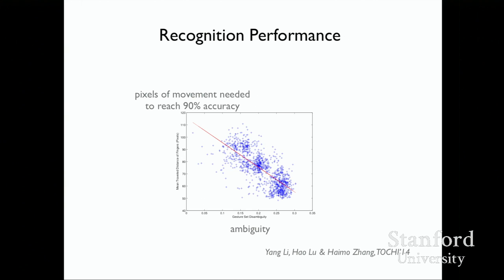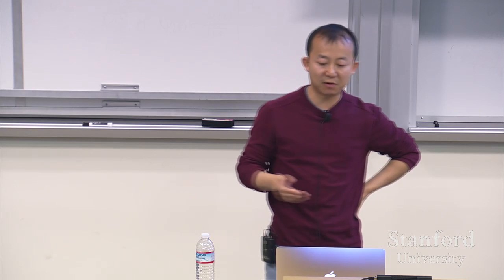As you can see here, it's actually the disambiguity. I put ambiguity here. It's really disambiguity. So the disambiguity here is negatively correlated with the amount of touch events the system has to observe to reach a target accuracy like 90% correct.